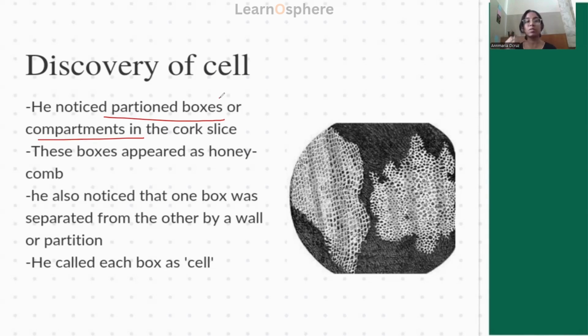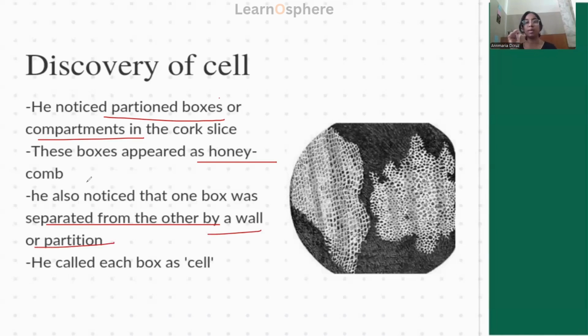He said that these boxes appeared as a honeycomb. So in the diagram also you could see it was looking like a honeycomb, right? These group of boxes were looking like a honeycomb. Okay, he also noticed that one box was separated from the other by a wall or partition.